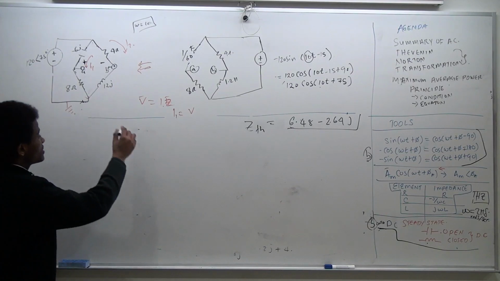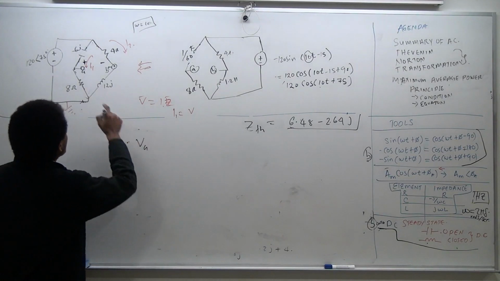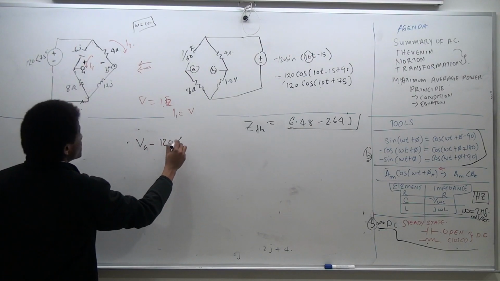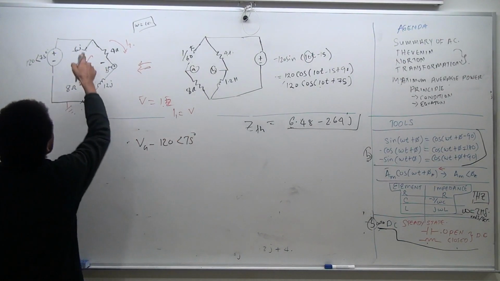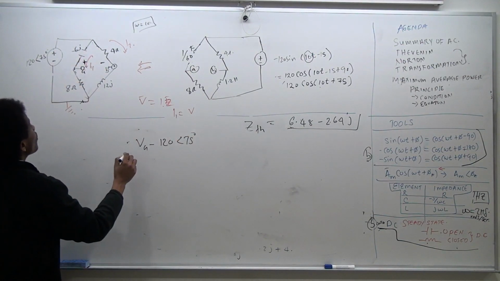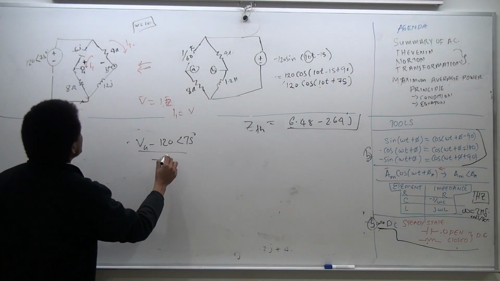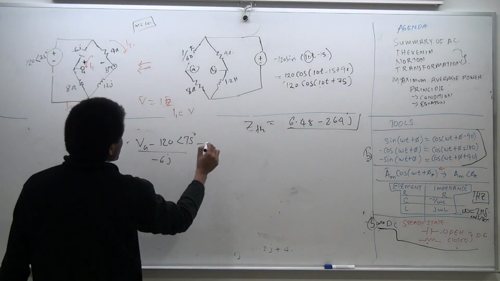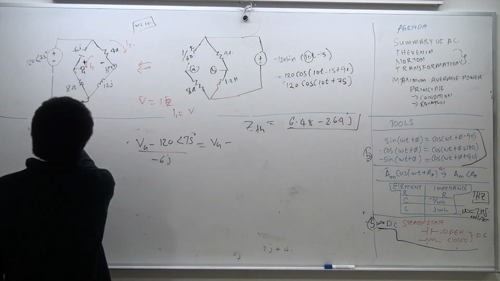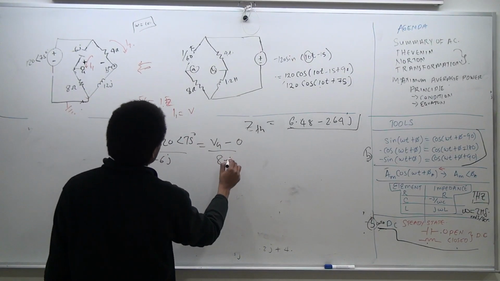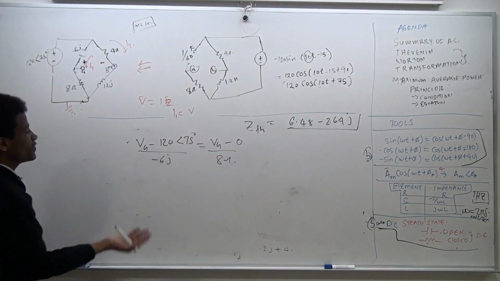No idea? Okay, KCL at VA is VA minus what? Minus 120 at 75 degrees over minus 6J, right? Over minus 6J is equal to VA minus what? We made this our reference, 0, divided by what? 8 ohm. And you can now solve for VA very easily.